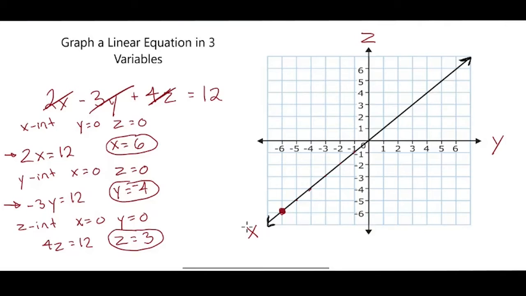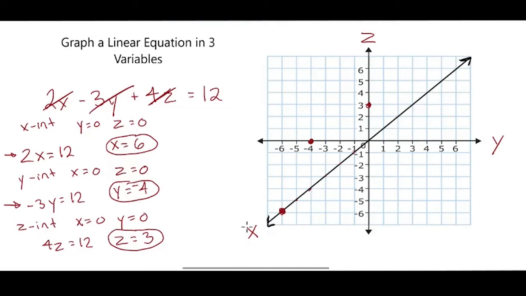Now I'm going to find my y-intercept. So the y-axis is from left to right. So negative 4 on the y-axis is right there. And now I want positive 3 on my z-axis. And I'm going to make a point there.